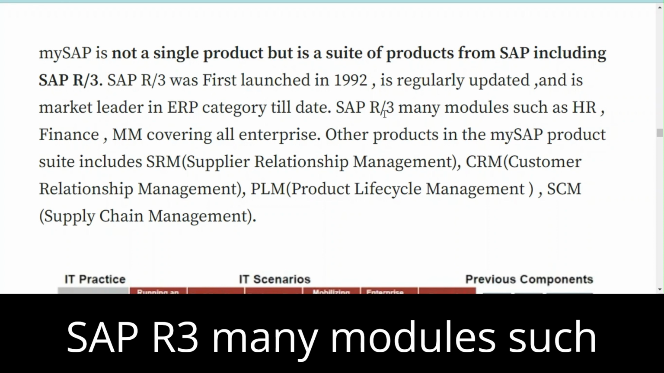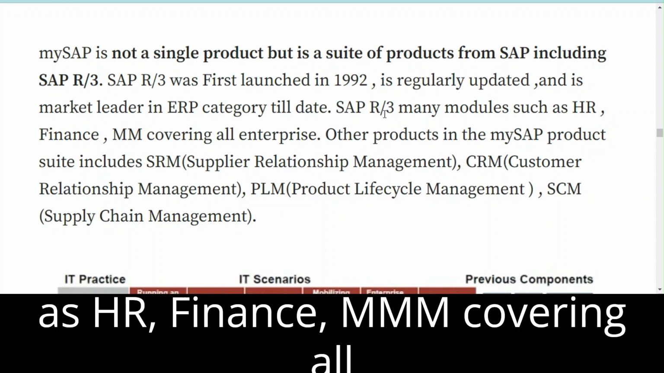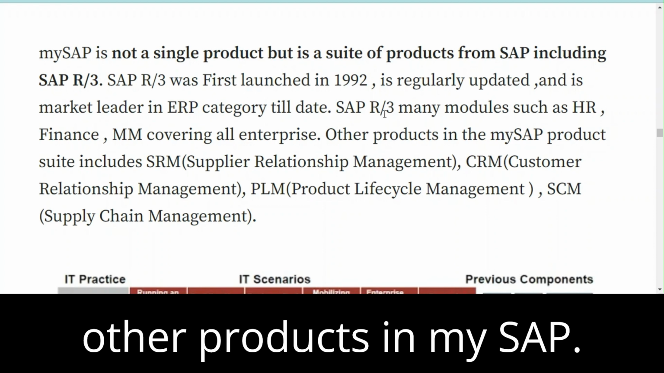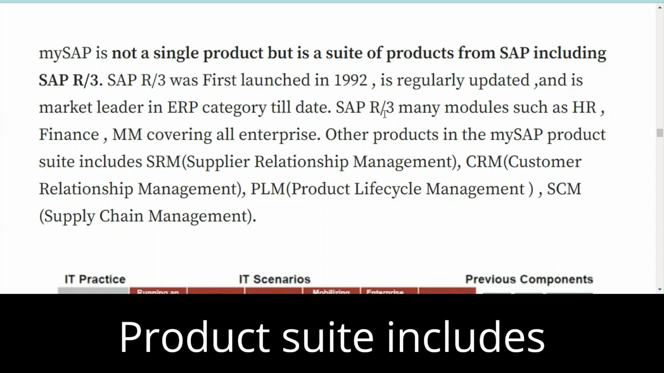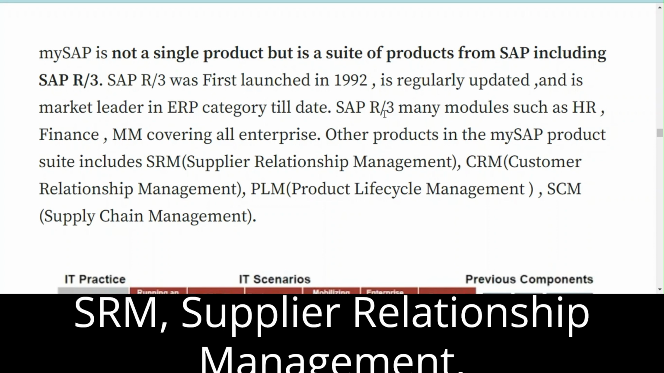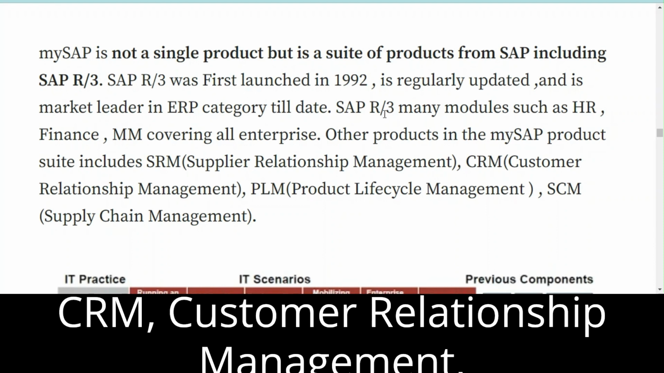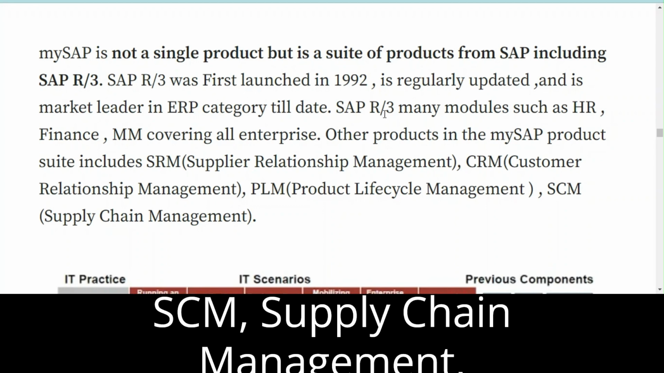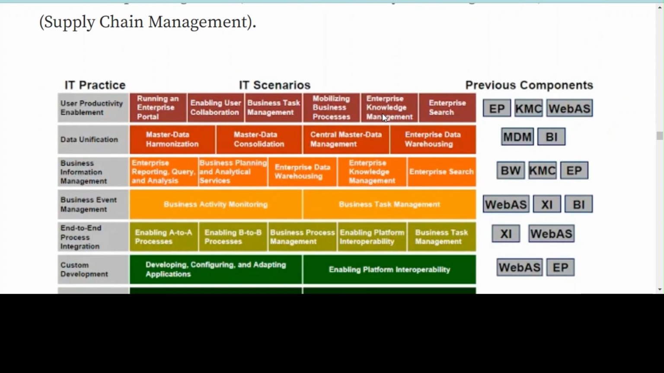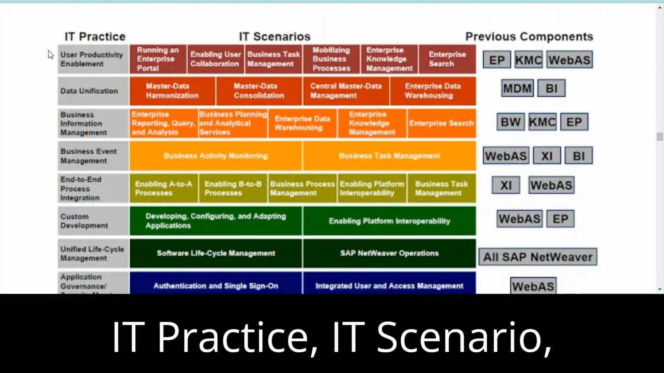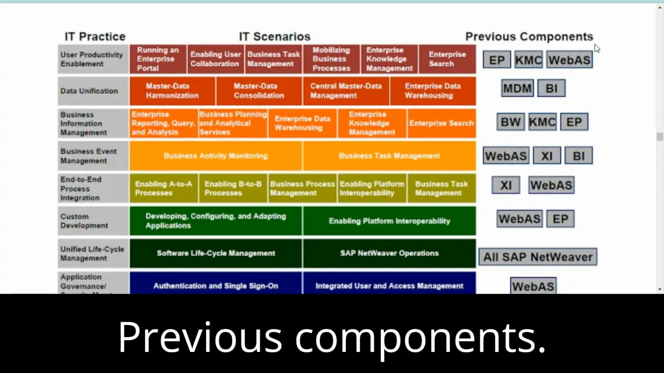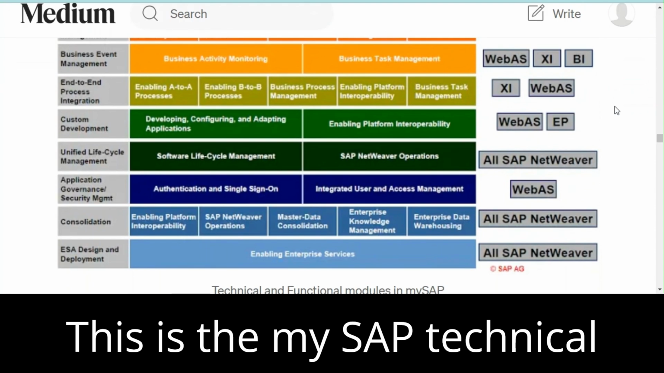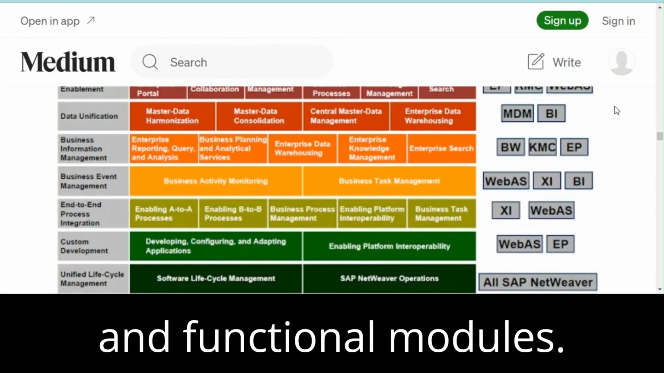SAP R/3 has many modules such as HR and Finance, covering the whole enterprise. Other products in the mySAP product suite include SRM, Supplier Relationship Management, CRM, Customer Relationship Management, PLM, Product Lifecycle Management, SCM, Supply Chain Management. IT practice, IT scenario, previous components. These are the mySAP technical and functional modules.